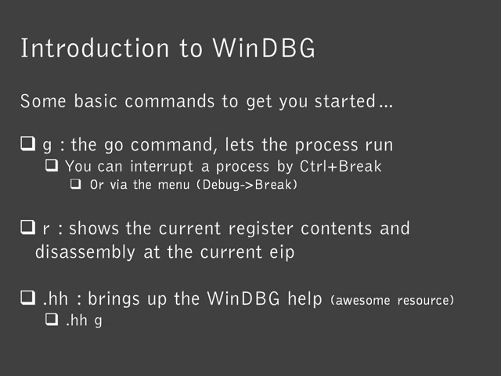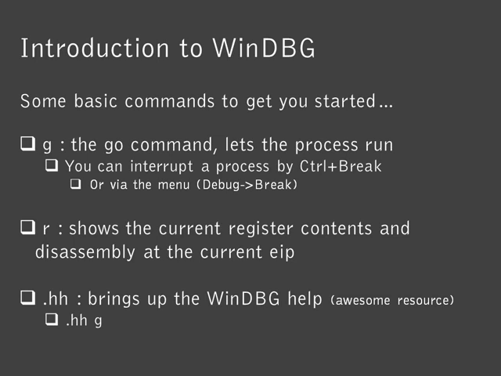Then you've got the R command, which just shows you the current register state. The R command is basically exactly what we were just showing on the last slide. It just shows you your register state and your current executing instruction. You can actually set register values manually that way too. If you do R space EAX equals 1, it will actually change the value of that register.